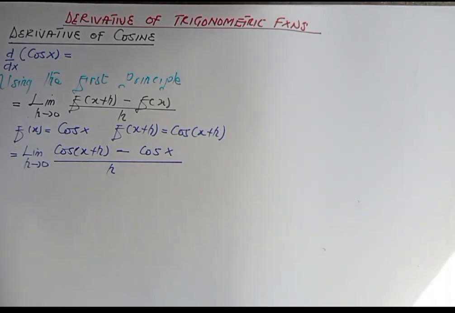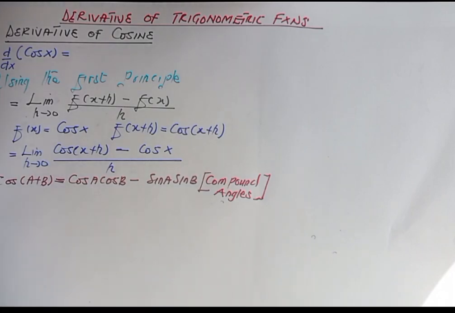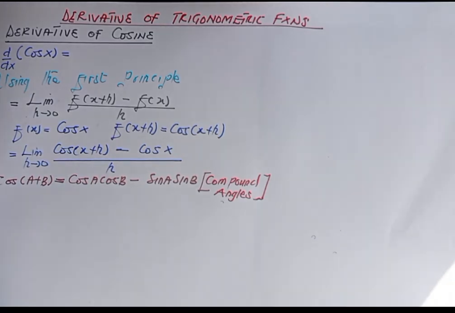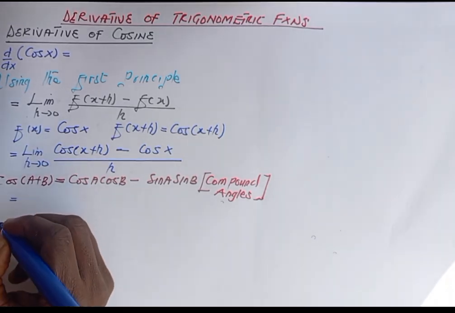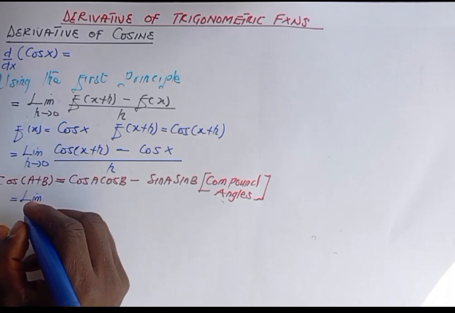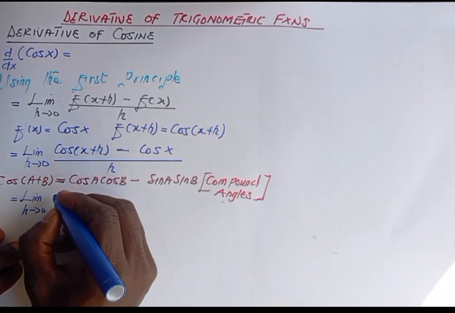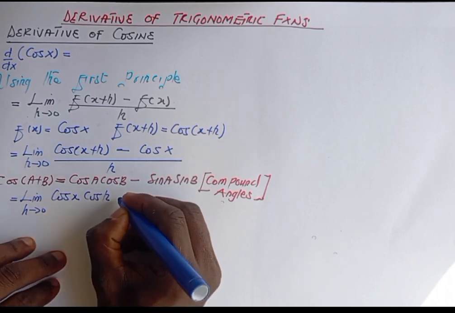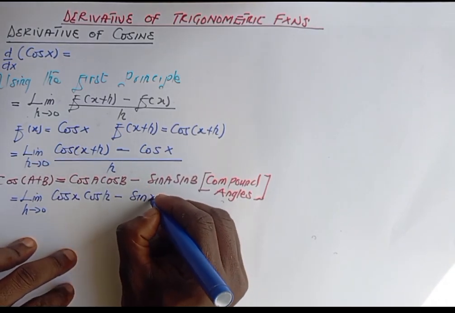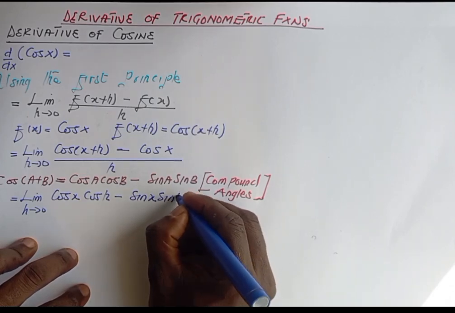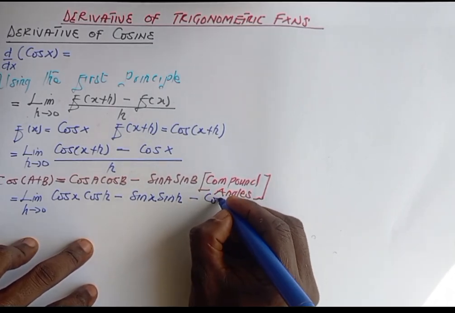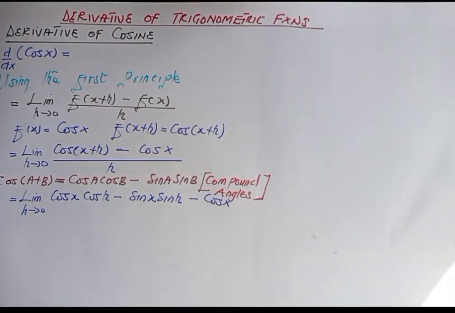So what we are going to do here is to employ a compound angle. So we are going to use these compound angles to expand these very parts. So we are going to get the limit as h approaches 0 of cos x cos h minus sin x sin h. Then we are done with this. Then we move on to minus cos x, and this is all over h.